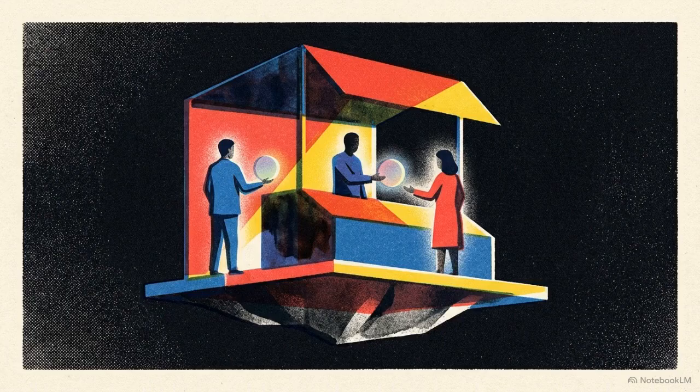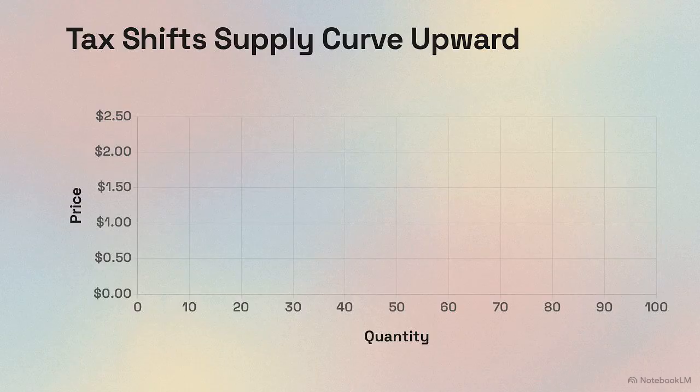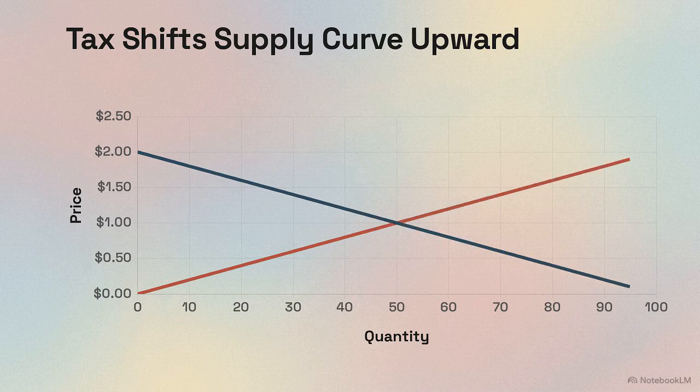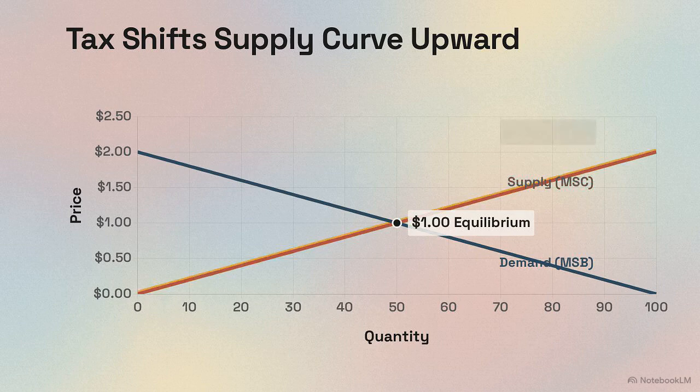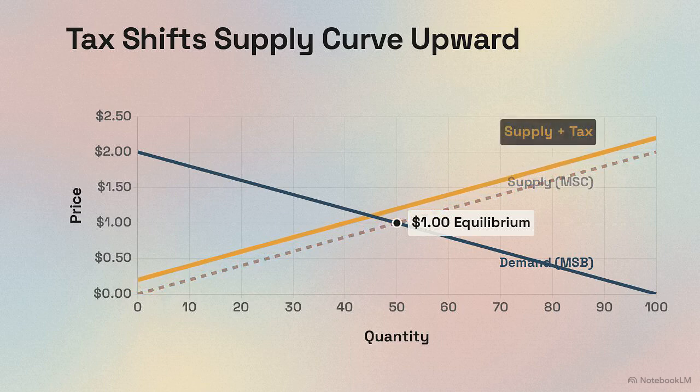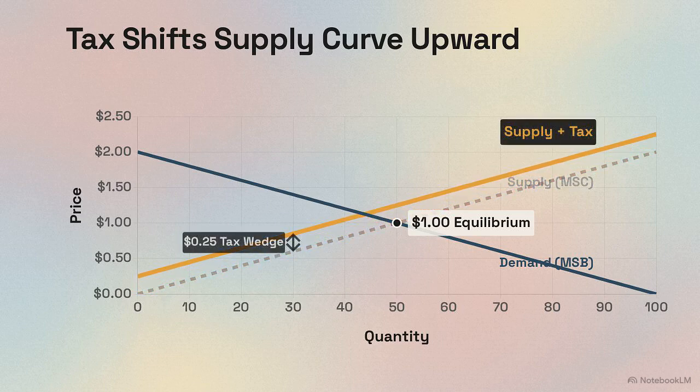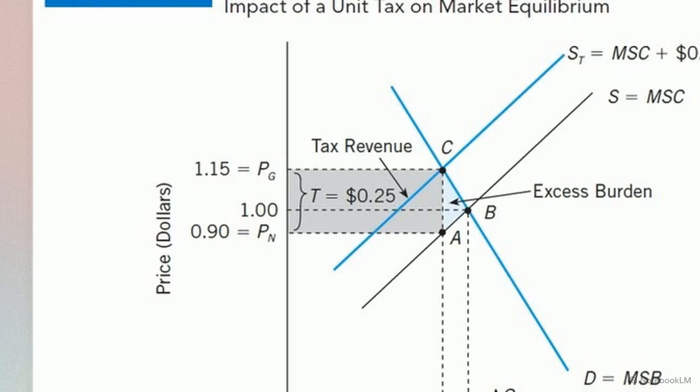To see how these mechanics function, we use a partial equilibrium model to look at an isolated market. We start with a baseline where marginal social benefit, our demand, and marginal social cost, our supply, intersect at $1. If the government levies a 25-cent tax on the producer, costs rise. This shifts the supply curve vertically upward by the exact tax amount. This chart shows the result. With a 25-cent tax, the consumer price rises to $1.15, while the producer keeps 90 cents.